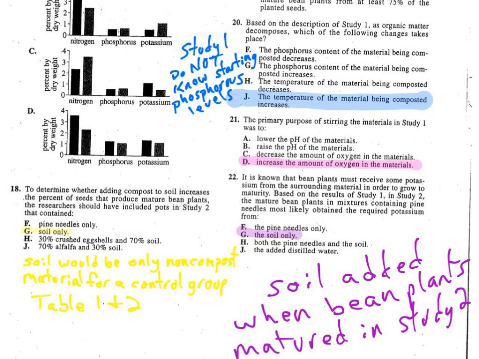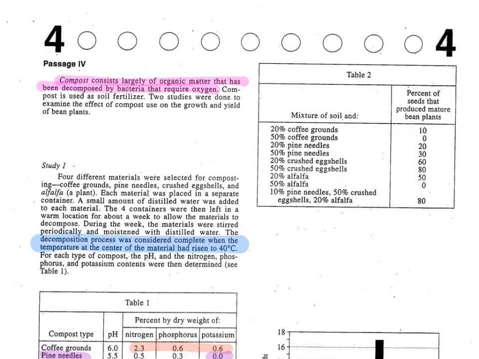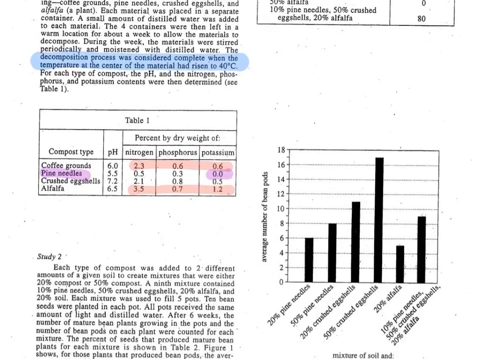Question 22 states that it's known that bean plants must have some potassium from the surrounding material in order to grow to maturity. And then they say, based on the results of study 1 and 2, the mature bean plants in the mixtures containing pine needles most likely obtain the required potassium from. So we go back and we notice, first, pine needles gave us no potassium at all.